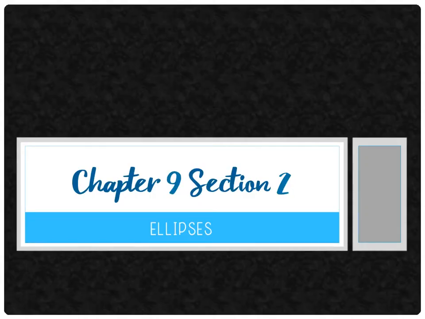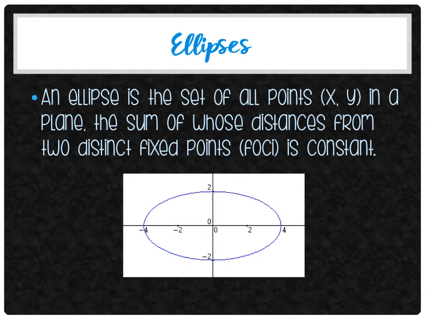This video is going to cover 9-2, which is ellipses, the third of the conics that we're going to cover in this chapter. So what is an ellipse? An ellipse is like an oval, basically. It's a set of all points x, y in a plane, the sum of whose distance from the two distinct fixed points, which are called the foci, is constant. So the sum of the distance, meaning I'm going to add the distance from one to the other to get that constant oval shape.